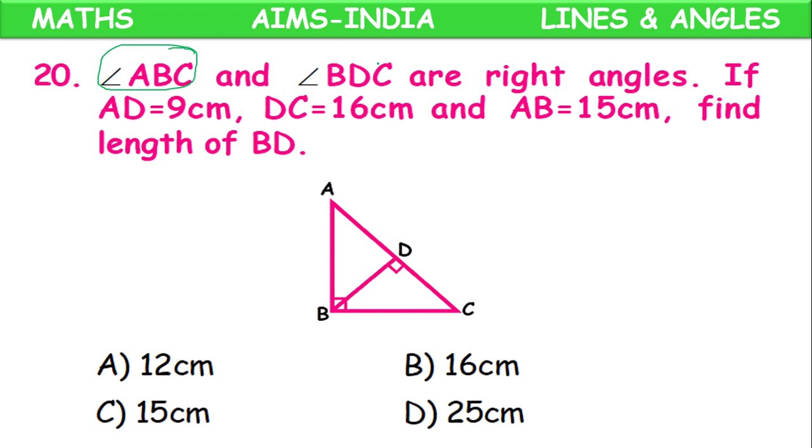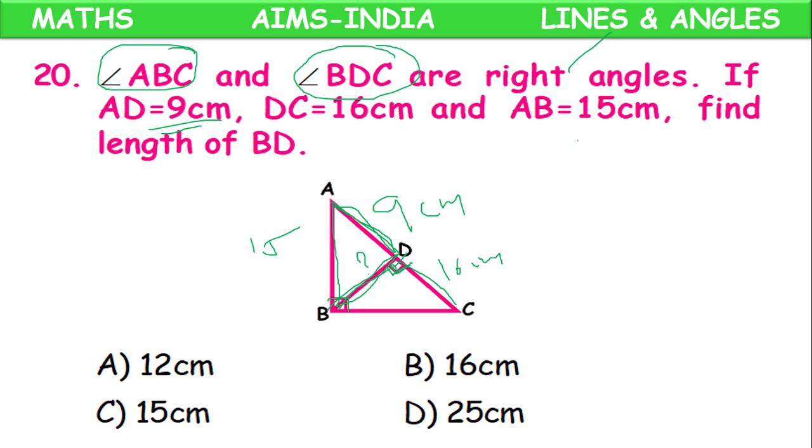Angle ABC and angle BDC are right angles. If AD equals 9 centimeter, only this part, DC, downside part, equals 16 centimeter, AB part equals 15 centimeter, what is BD? They are asking us to find BD.